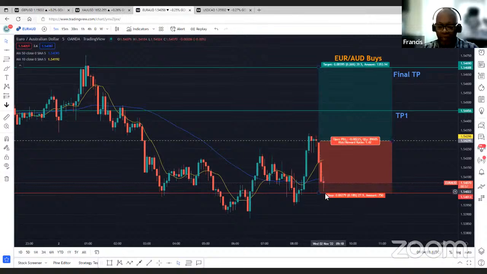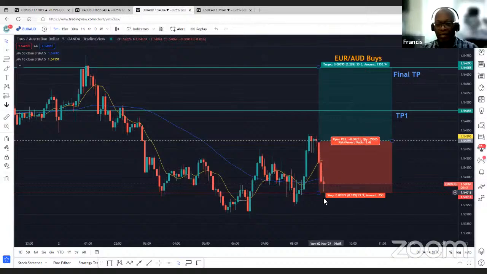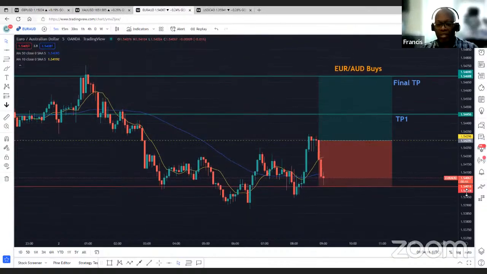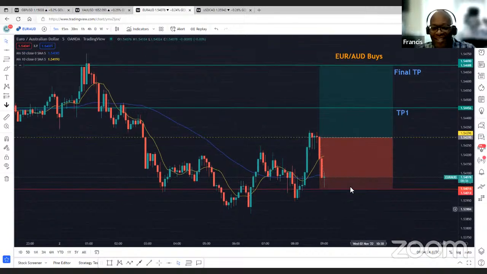Okay, so this one hasn't quite hit stop loss yet. It will take a miracle for the price to go up now. I believe in miracles, yes. So this can go up.